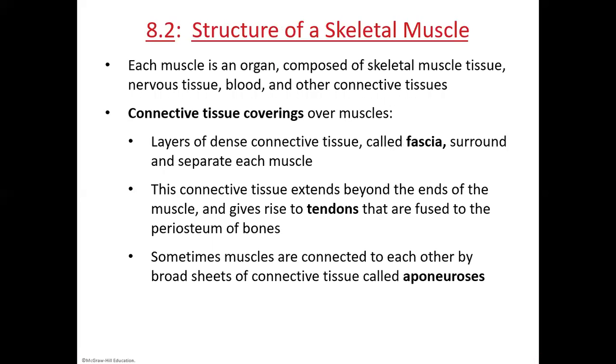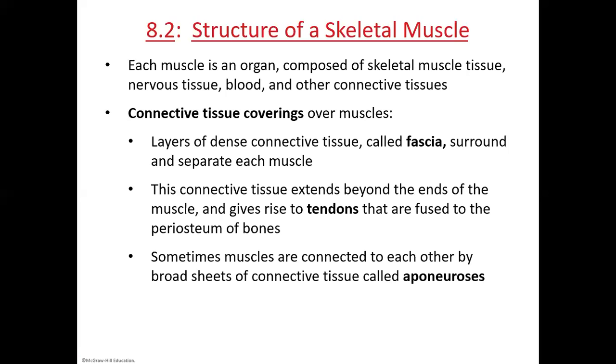So each muscle, again, it's an organ. If you remember back from chapter 1, an organ is composed of several different tissues working together to perform the function of that organ. So mainly skeletal muscle tissue, but a muscle has to be connected to the central nervous system, the brain or the spinal cord, in order for it to function properly. So there has to be nervous tissue connecting to it. There's also blood. It needs blood to bring in oxygen and nutrients and to take away carbon dioxide and waste products. And then other connective tissues binding the muscles together. And we'll talk about that on the next slide more.